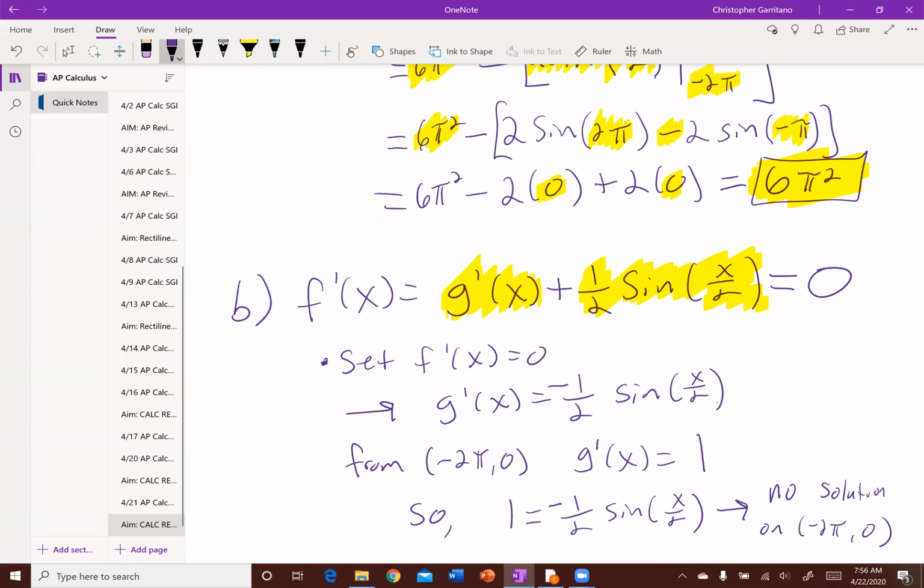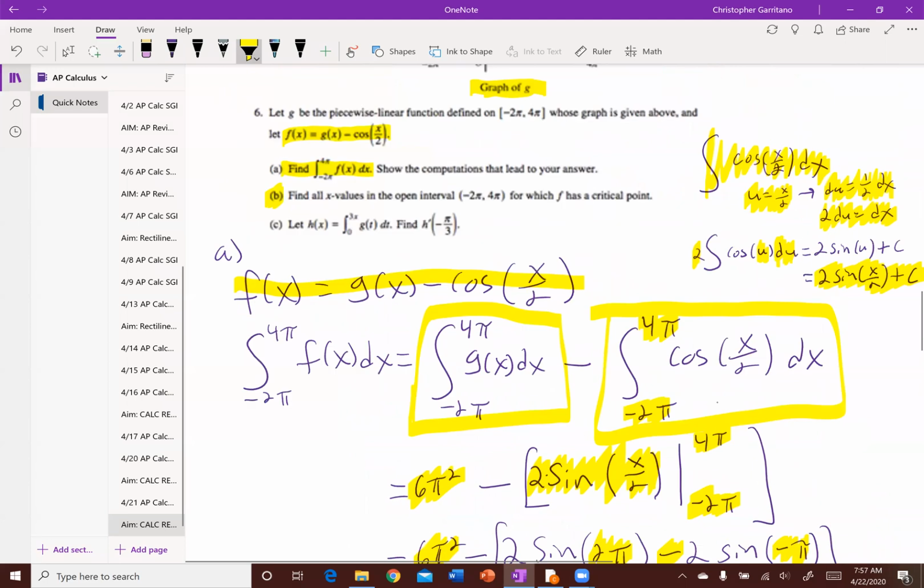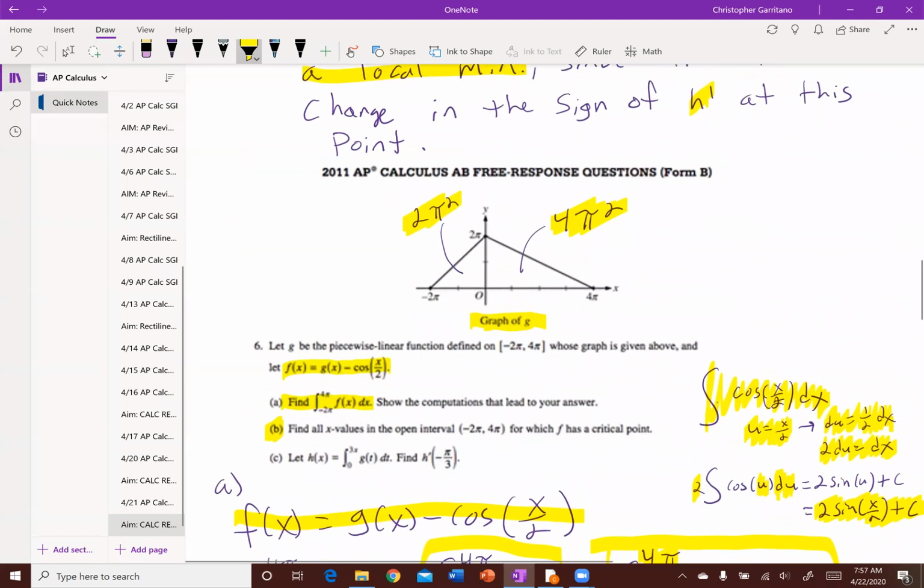But of course, setting this equation, setting f prime of x equal to 0, is equivalent to saying g prime of x is equal to negative 1/2 sine of x over 2. Now, the tricky thing is g prime of x, that's the derivative of this graph here. And notice that the derivative changes for different intervals. So what I first have to do is focus on this interval here.